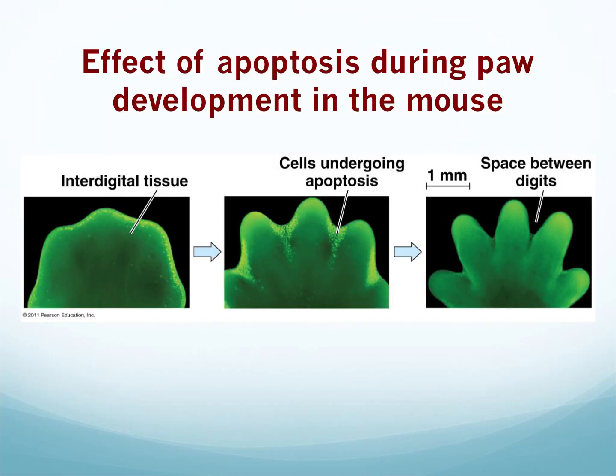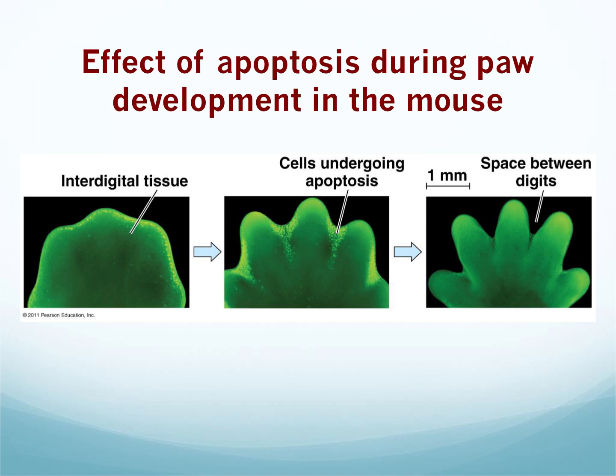Apoptosis is also what gives you digits, gives you fingers. So at the very beginning of your development, this is actually a mouse, but it's going to be the same with humans, your hands and feet are actually kind of club-like. And then what happens is the cells in between your fingers get messages to apoptose, and they go away, and that's how you get your digits.